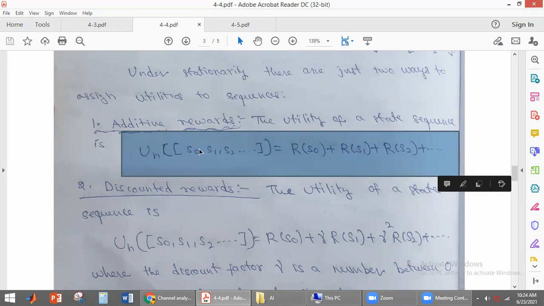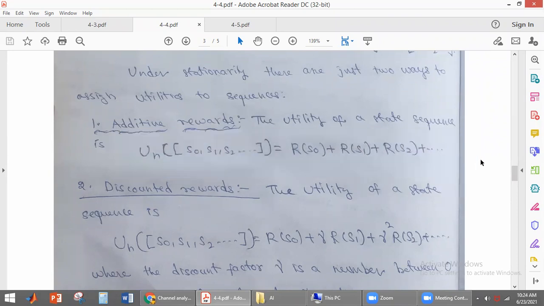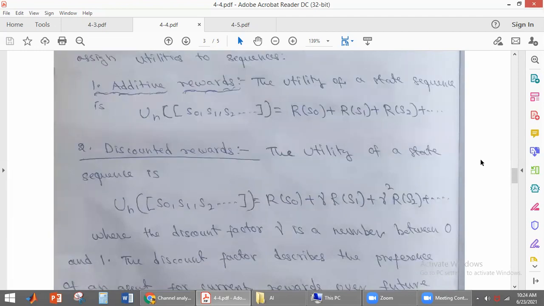Okay, so what is it that we do here? We just add the rewards of each and every state the agent is visiting. So it is R of S0, R of S1 plus R of S2, and so on. This is called additive reward.